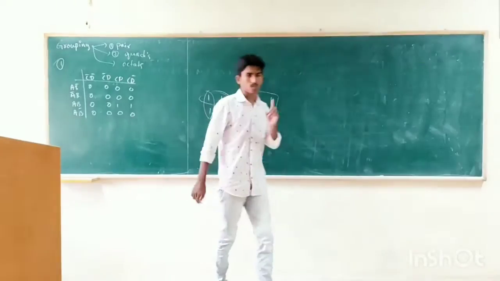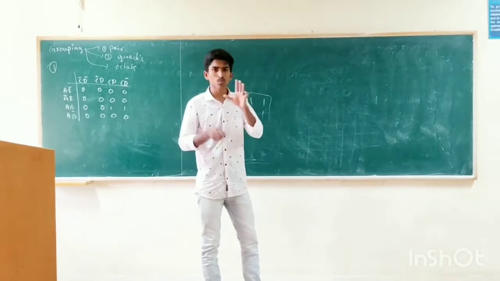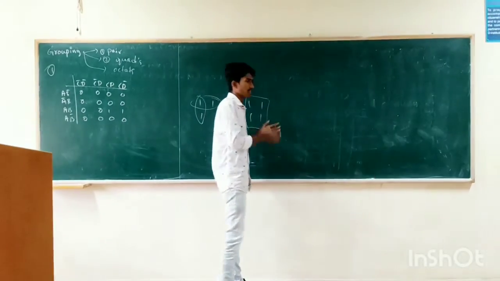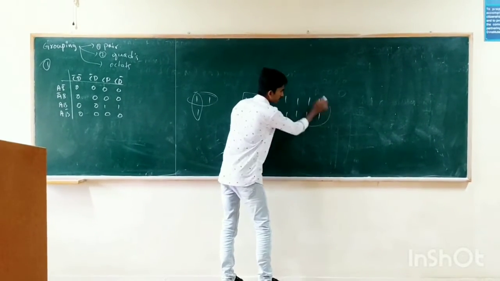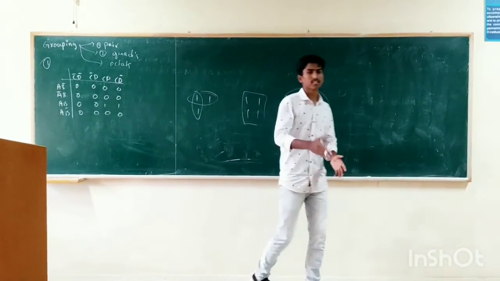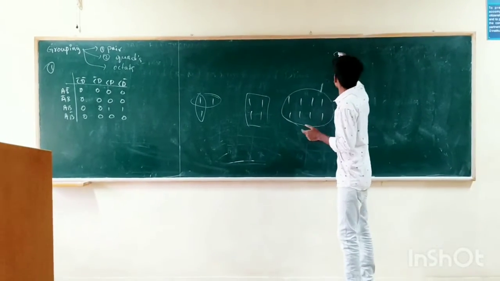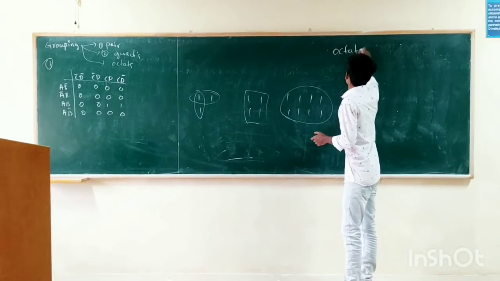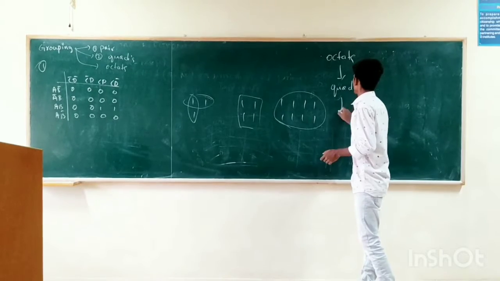Octet means 8 ones having adjacently, vertically or maybe horizontally. 8 ones nearby, like this 1 1 1 1. We can make this one as an octet group. The preference taken in case of grouping is first octets, second quads, and third pairs.